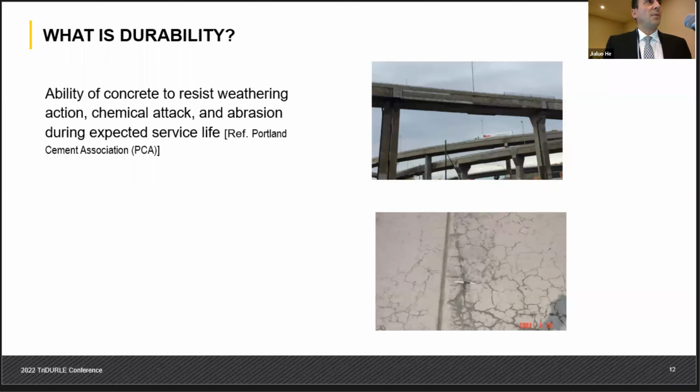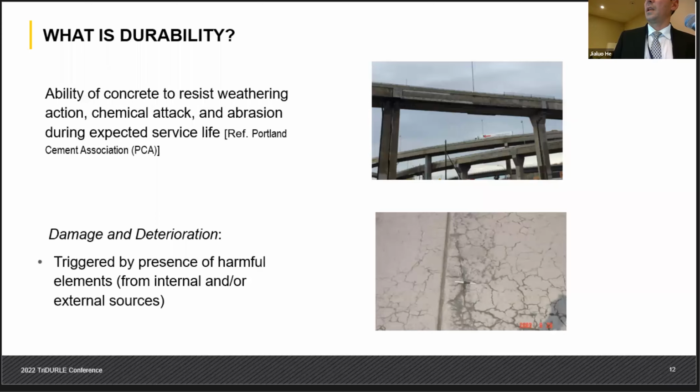So when we talk about durability, we're going to get into the basics now. It's the ability of concrete to resist weathering action, chemical attack, and abrasion during its expected service life. That's a Portland Cement Association description. There's also recognition of the damage and deterioration related to durability, which is the presence of harmful elements. It gets into the degradation of a structure, the reduced ability of the concrete to resist a certain type of weathering condition.